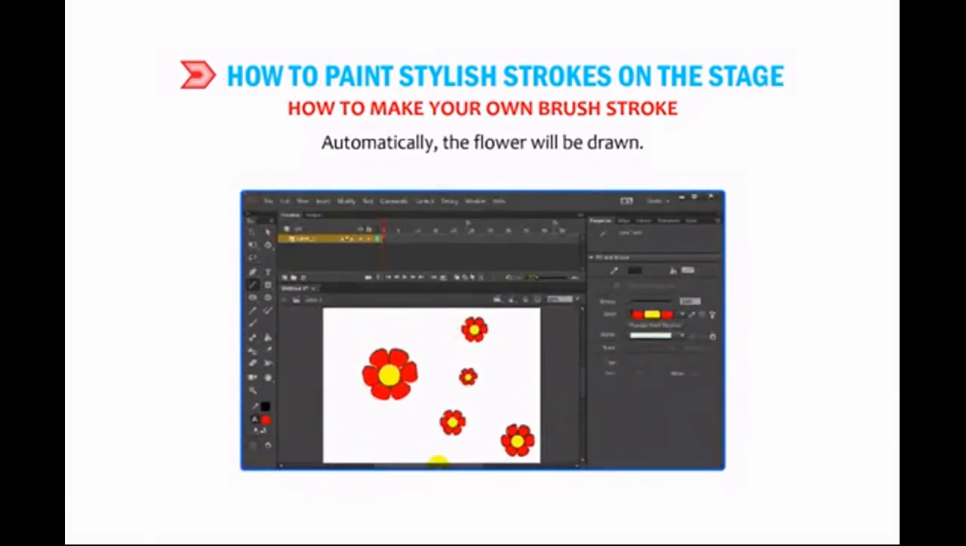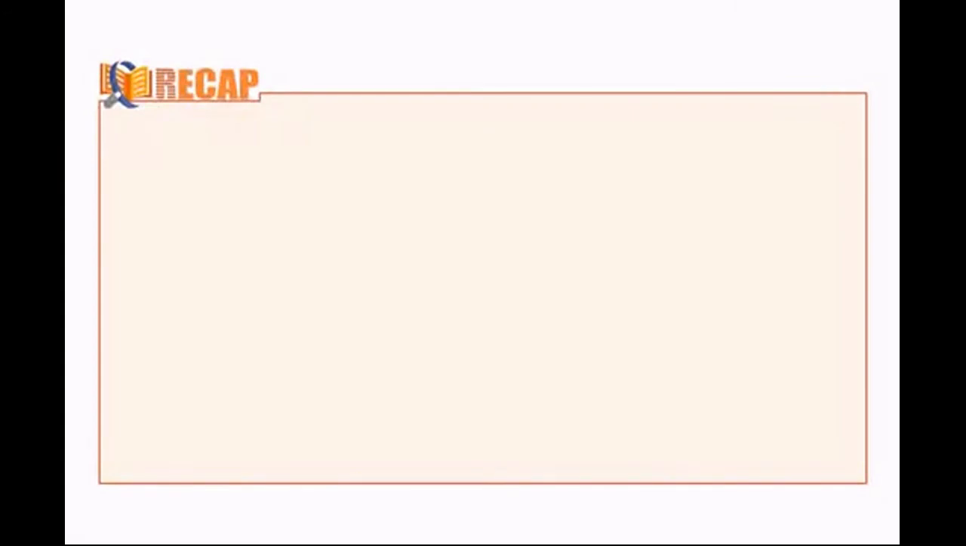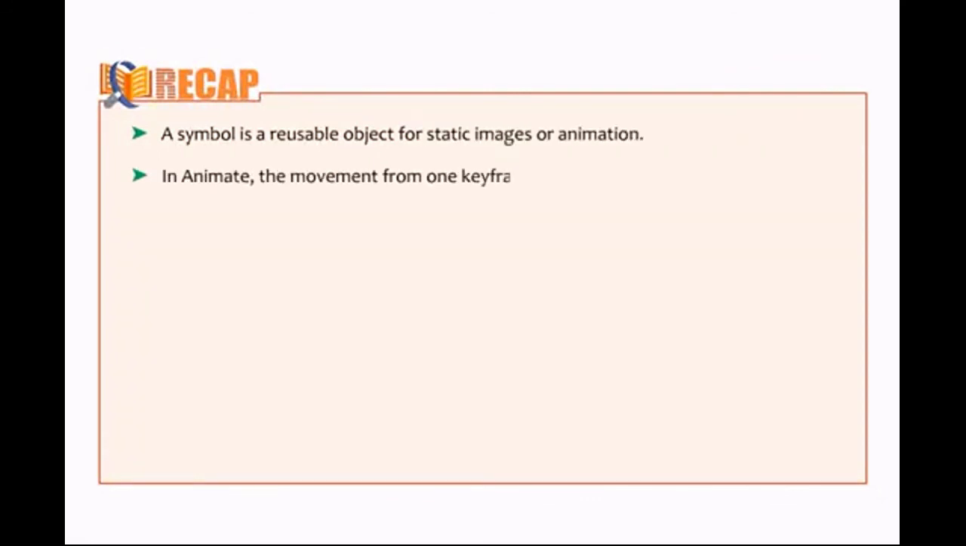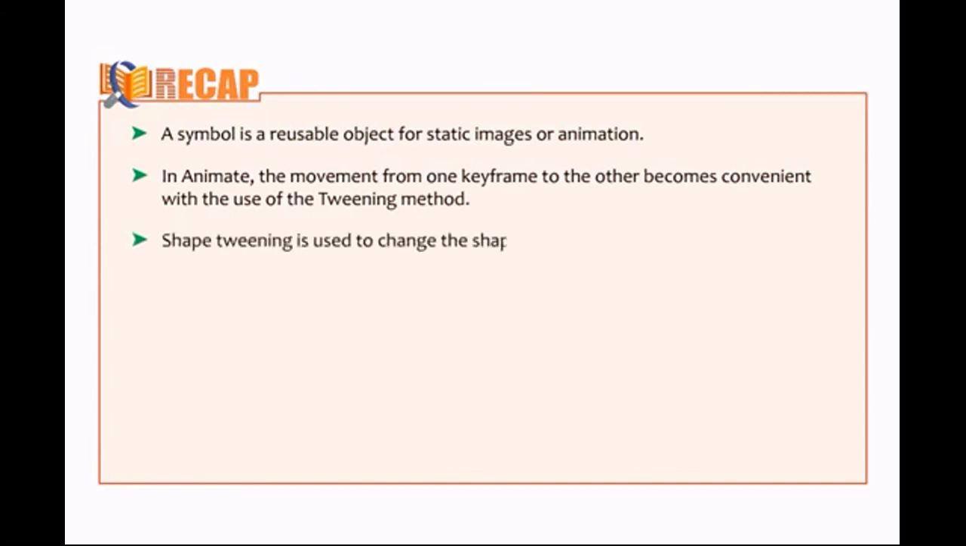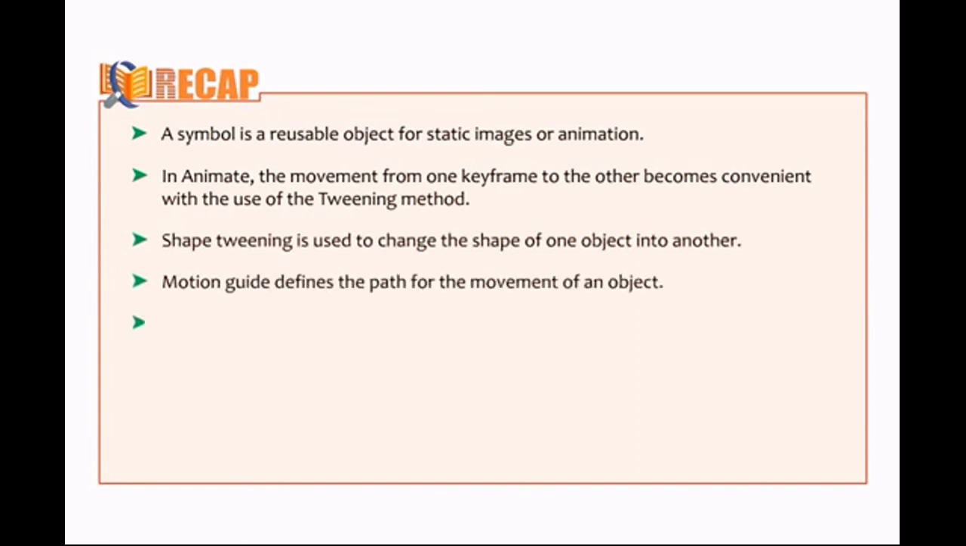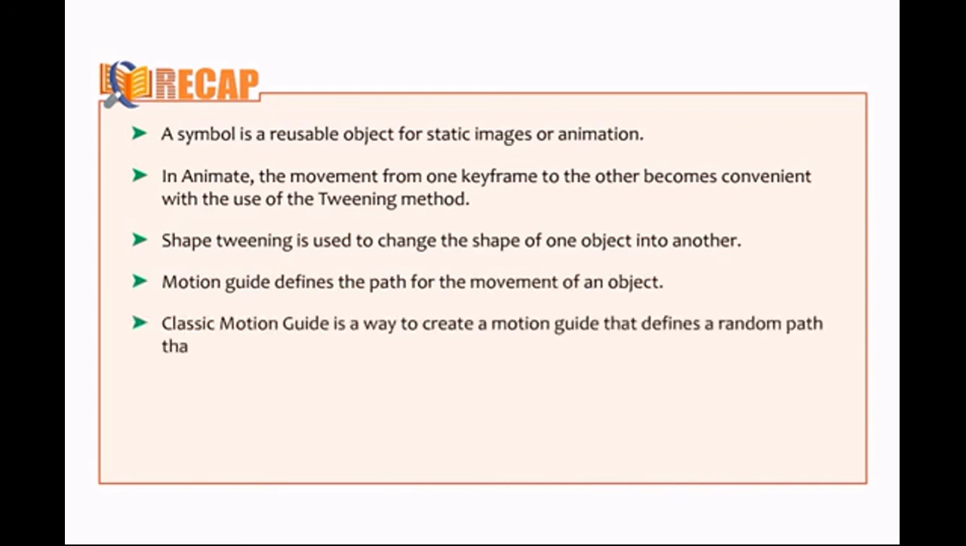Okay students, let us take a recap of this chapter. A symbol is a reusable object for static images or animation. In Animate, the movement from one keyframe to the other becomes convenient with the use of the tweening method. Shape tweening is used to change the shape of one object into another. Motion guide defines the path for the movement of an object. Classic motion guide is a way to create a motion guide that defines a random path that should be followed by the object while in motion.